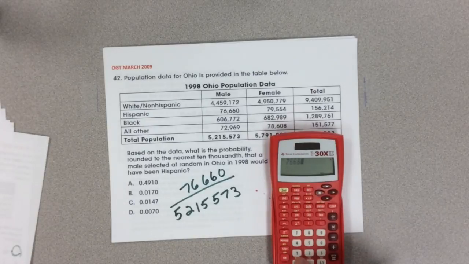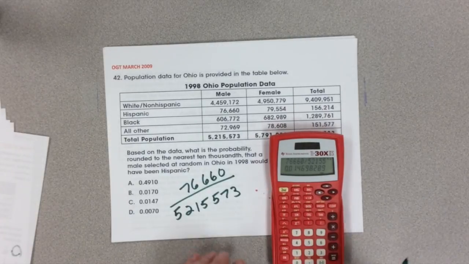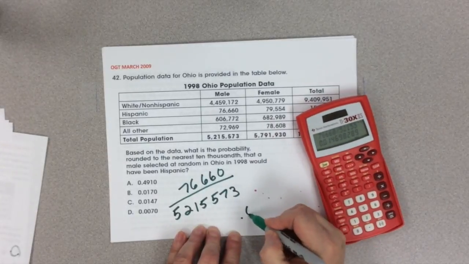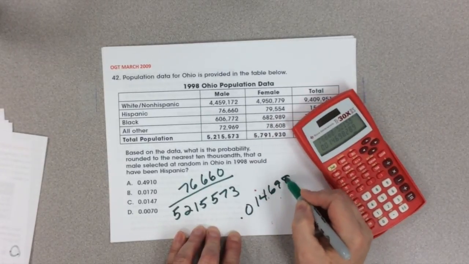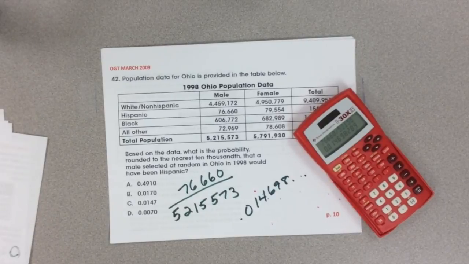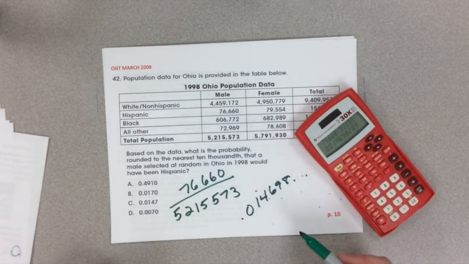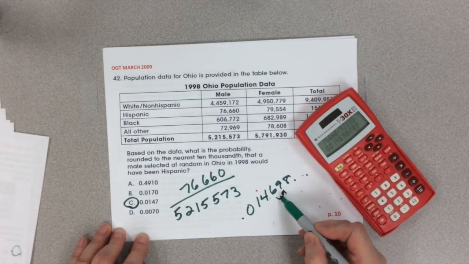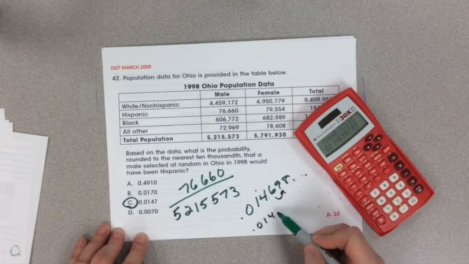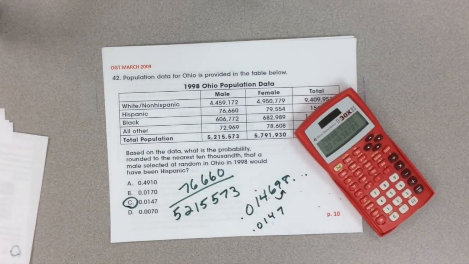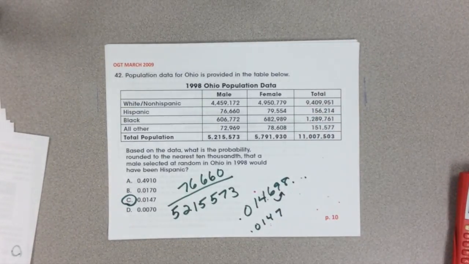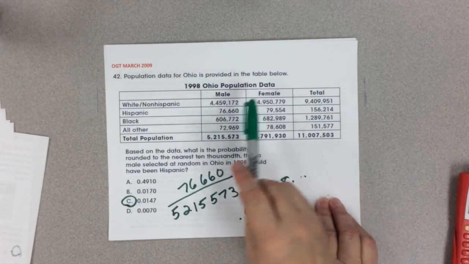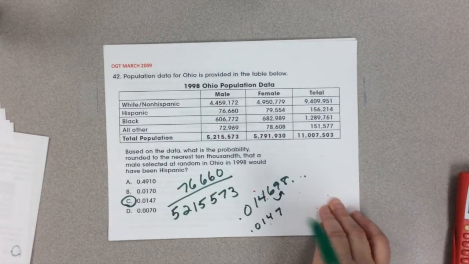76,660 divided by 5,215,573. That'll give you a decimal of 0.014698 and so on. And we're lucky. We really don't have to worry about the rounding because C is the closest to this anyway. And this 6 would round up to a 7 because it's followed by a 9. And so that is answer C. So on these tables, you've got to make sure that you're using the column or the row that they're talking about.